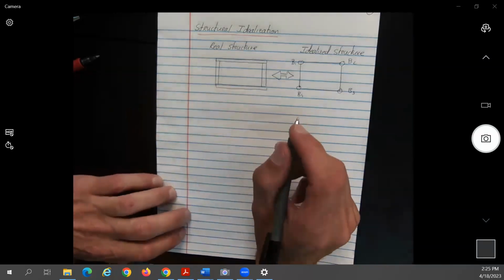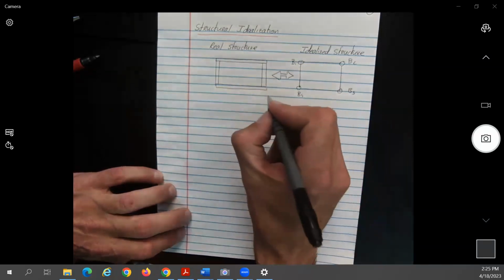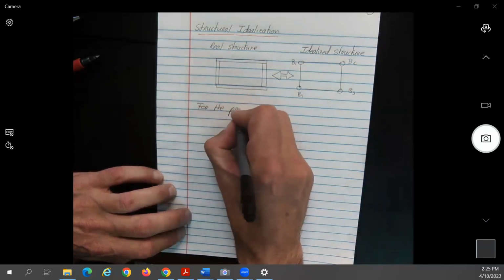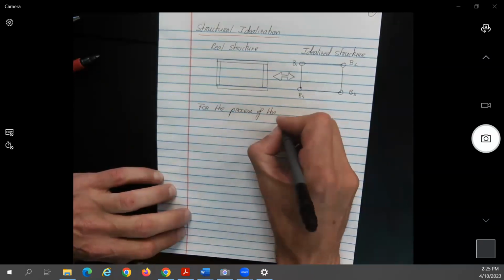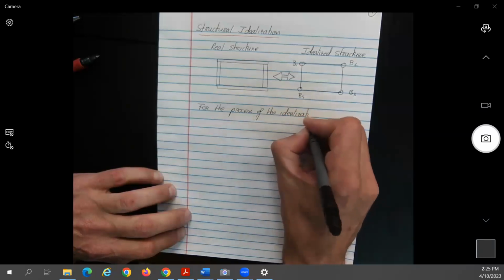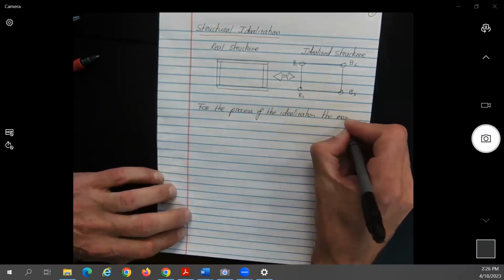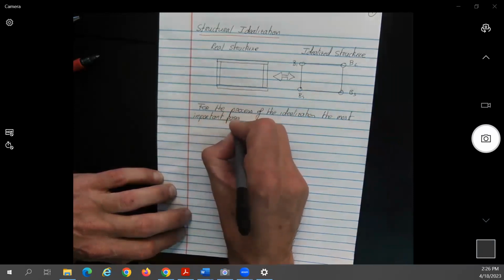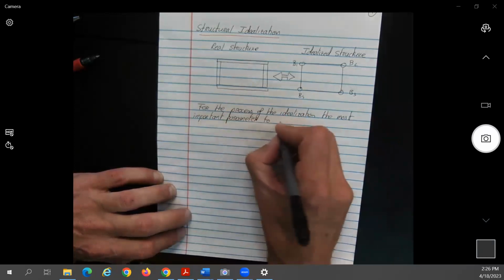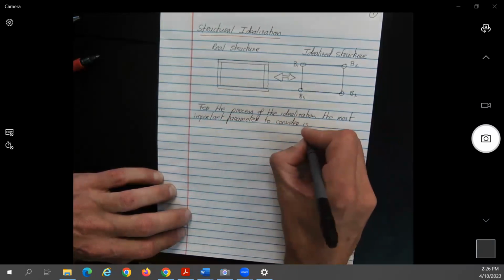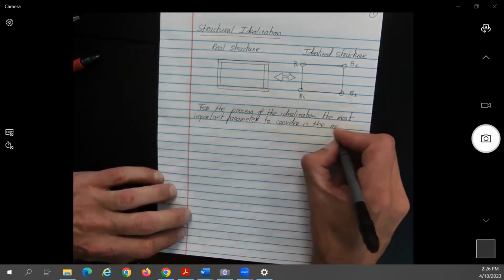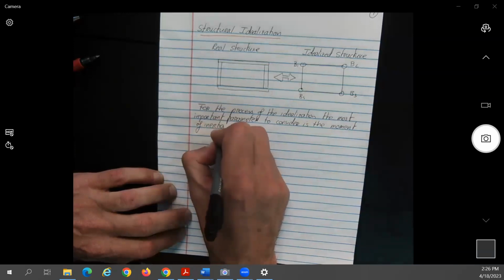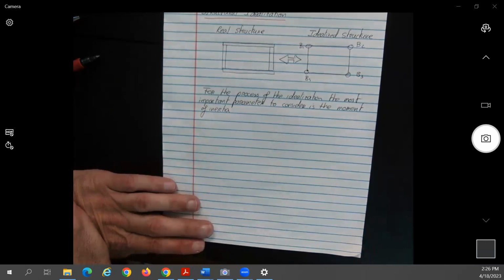All right, so for the process of the idealization, the most important parameter to consider is, okay, let's just say, the moment of inertia. Why is it the moment of inertia?